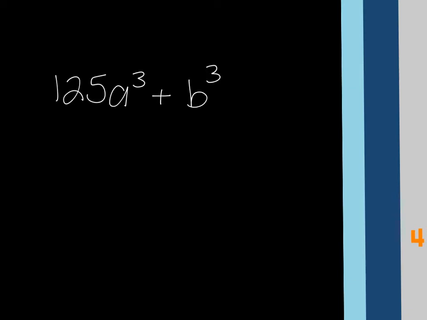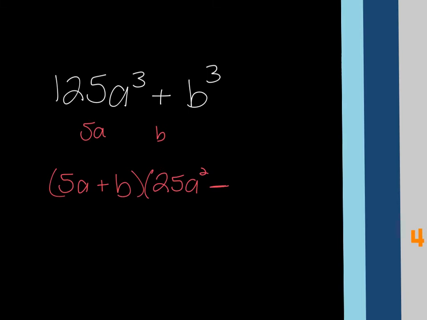All right, so if 125a to the third is my first term, what is that cube rooted? 5a. And b to the third cube rooted would be b. So the first set of parentheses, I keep the sign: 5a plus b. What's the first term in the second parentheses? 25a squared. So I take that first term and I square it. Then do I use the same sign or switch the sign? Switch it. So if it's a plus to begin with, it becomes a minus. And I multiply the two together.